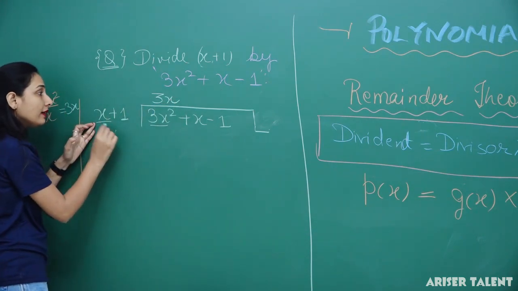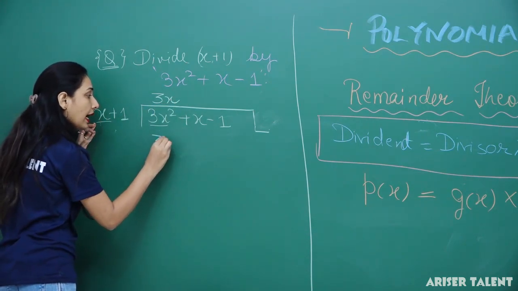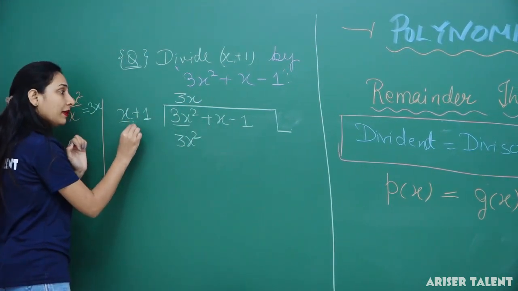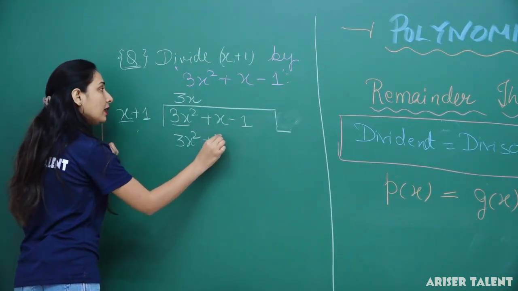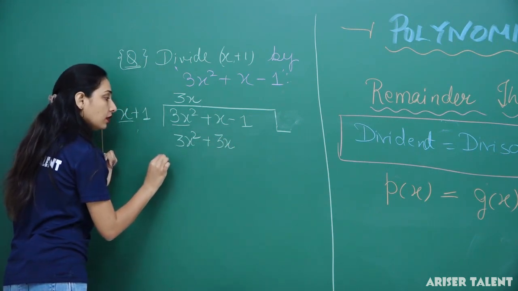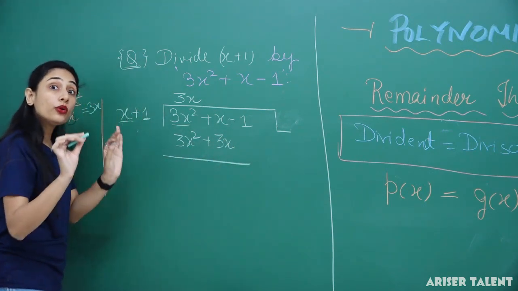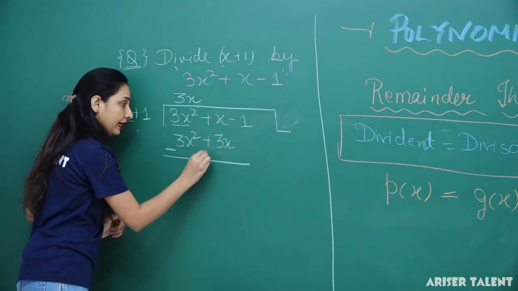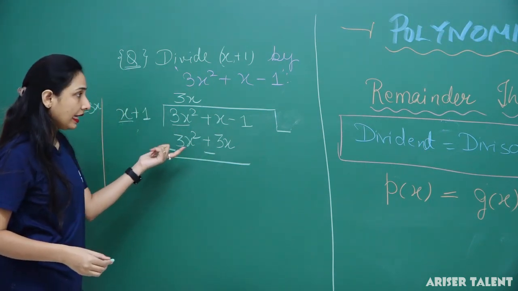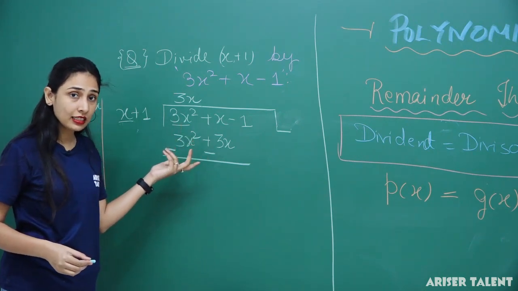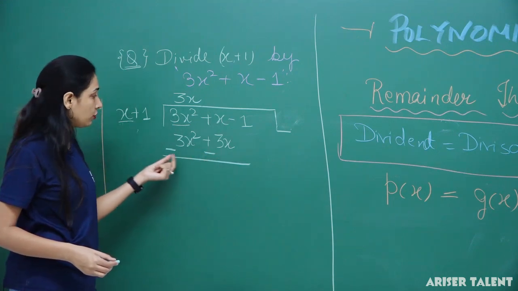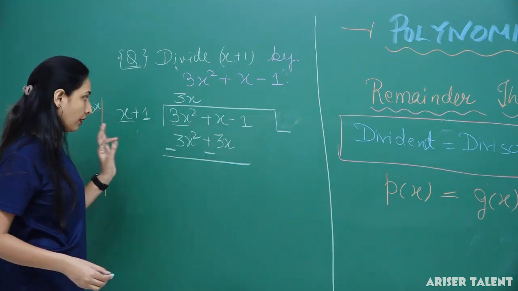3x multiplied by x is 3x square, right. Now 3x multiplied by plus 1, simply plus of 3x. Now what you do in simple division, you just subtract it. So subtracting an algebraic expression from another algebraic expression means changing the signs of it, okay. So I am just changing the sign here, right.